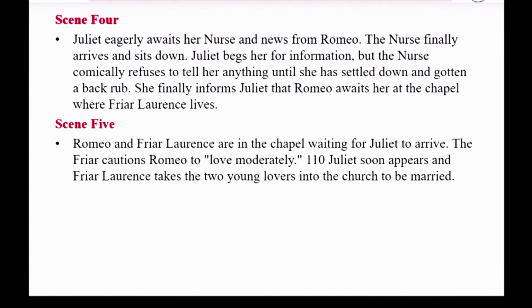In scene 5, Romeo and Friar Lawrence are in the chapel waiting for Juliet to arrive. The friar cautions Romeo to love moderately. Juliet soon appears and Friar Lawrence takes the two young lovers into the church to be married.